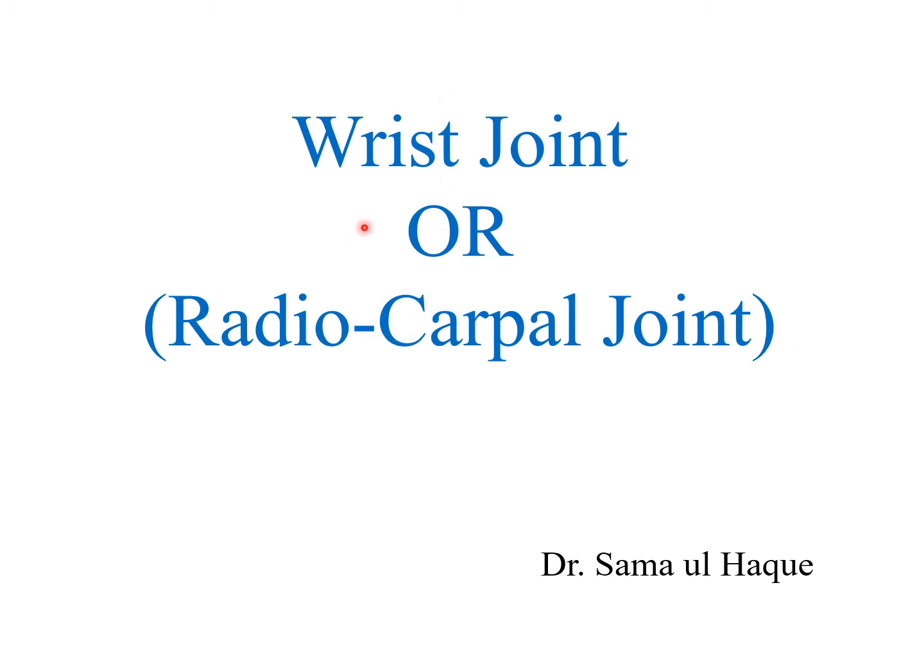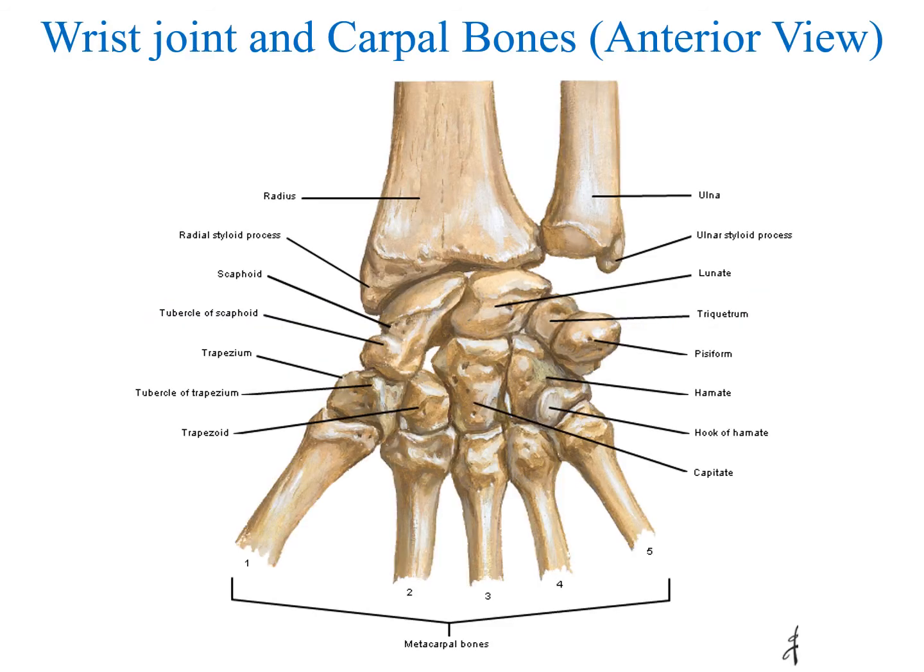Now we will move to the wrist joint, also known as the radiocarpal joint, because the joint is mainly formed between the radius and the carpal bones. Here we can see the lower end of the radius, the lower end of the ulna, and the inferior radioulnar joint. There is a direct connection between the lower end of the radius and the carpal bones, but there is a gap between the ulna and the carpal bones. So the wrist joint is mainly between the carpal bones and the lower end of the radius, and indirectly between the ulna and the carpal bones, because in between we have an articular disc.